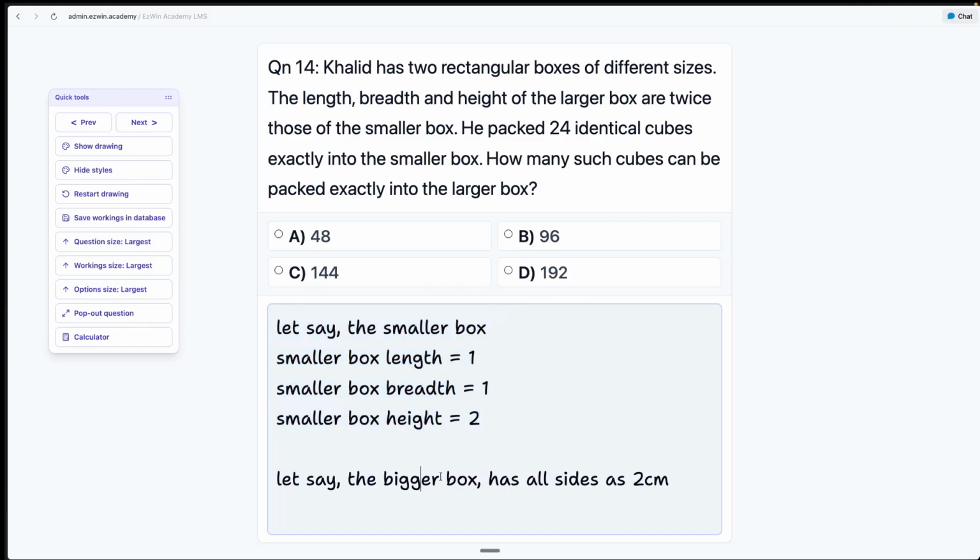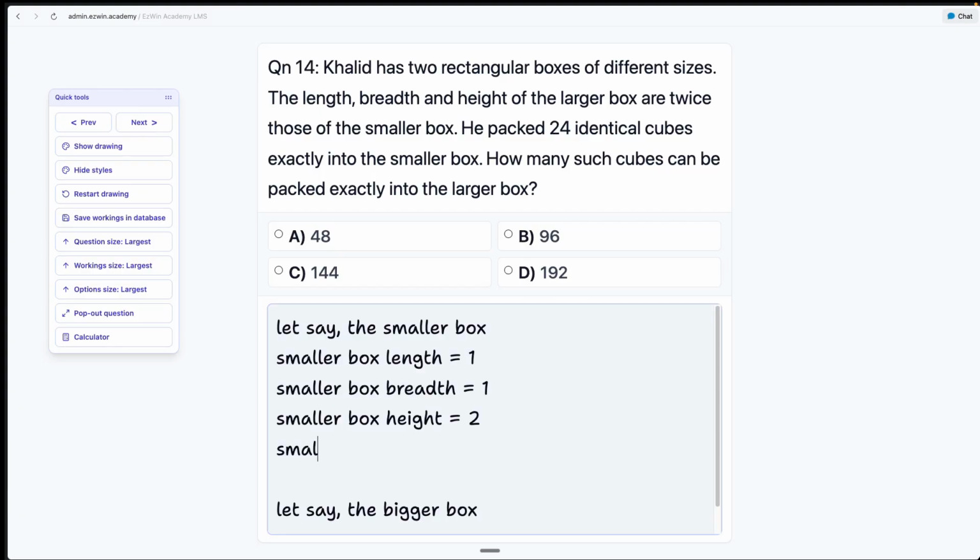Okay, so for the bigger box, to be honest, if you make all the sides the same, it's actually going to be correct. But either way, right? So that means the smaller box volume is equal to 1 times 1 times 2, which is equal to 2 centimeter cube. Okay, so let's say this is that.